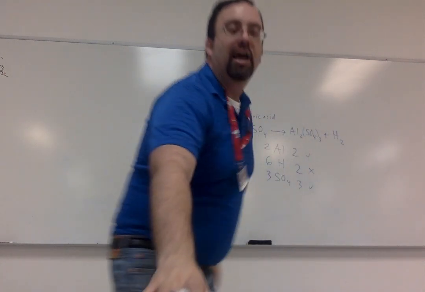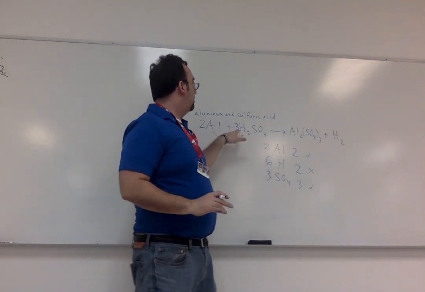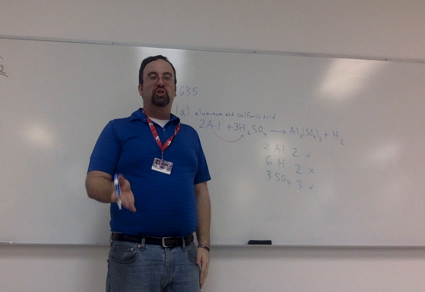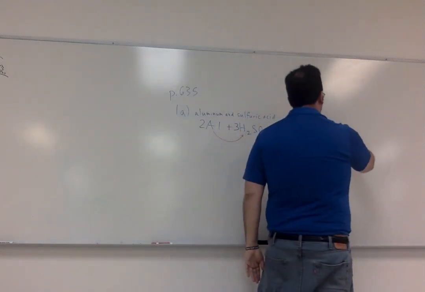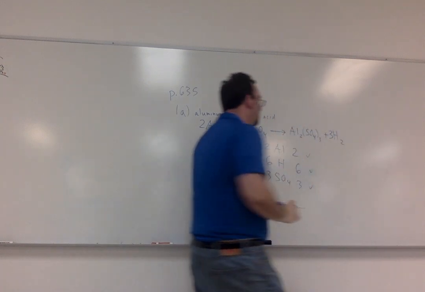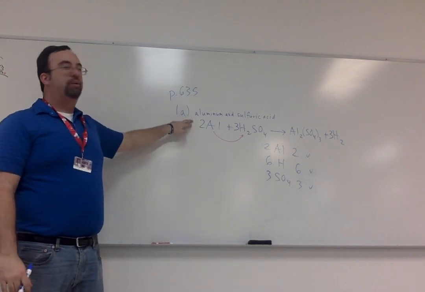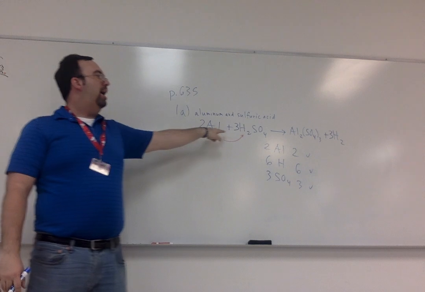And so the last thing we need to do then, we have 6 hydrogens here, only 2 here. 6 divided by 2 is 3. And so we need to put a big 3 out in front of here. This changes this to a total of 6. And so now that these are all balanced out, this now is our balanced chemical equation between aluminum and sulfuric acid.